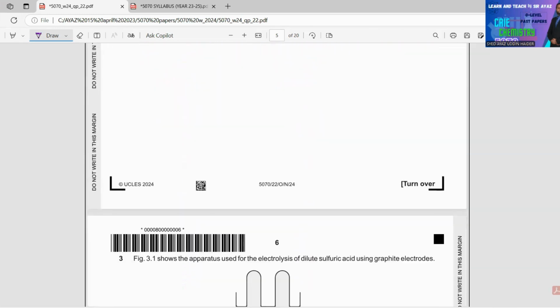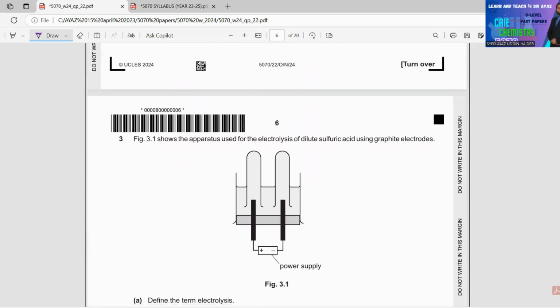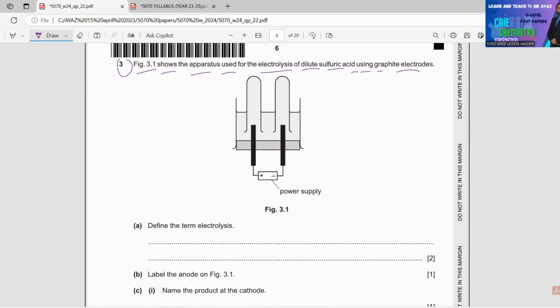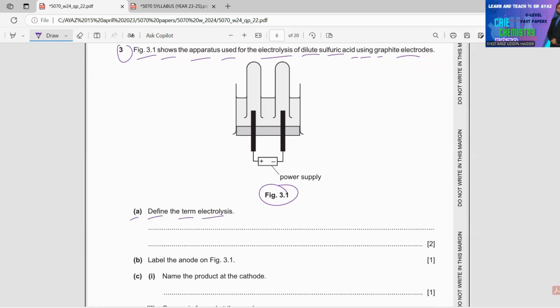Moving to the next question, which is question number 3. Figure 3.1 shows the apparatus used for the electrolysis of dilute sulfuric acid using graphite electrodes. So here's the diagram, which is figure 3.1, with power supply and electrodes and 2 inverted test tubes for the collection of products. A, define the term electrolysis.